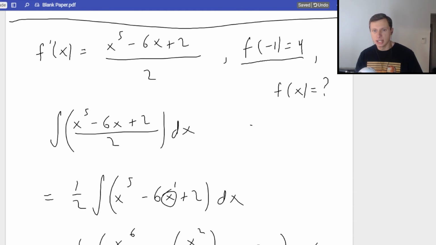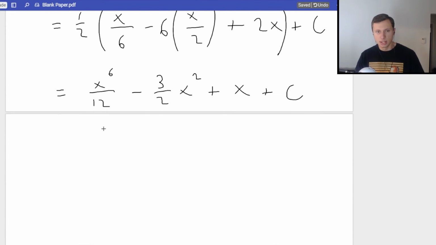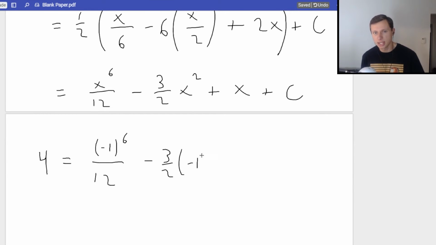In other words, negative 1 is our x point, 4 is our y point. We can just plug this into the equation, solve for c, and let's see what we get here. So I'm plugging 4 in on the left and negative 1 in for x. So it's going to be negative 1 to the 6th divided by 12 minus 3/2 times negative 1 squared plus negative 1 plus c, and again that equals 4.